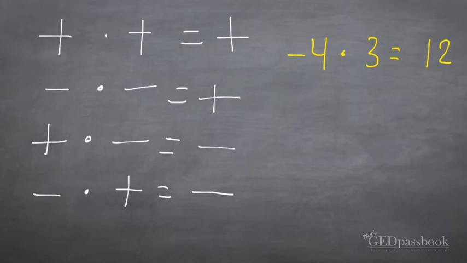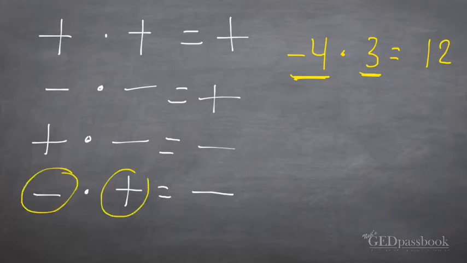Then ask yourself the whole rule. Then ask yourself, your first number, what was it? Well, it was a negative, right? Your second number, what was it? It was a positive. A negative times a positive, what is it? Well, it's right here. A negative times a positive gives me an answer of a negative, which means you just throw a little negative to your final answer.